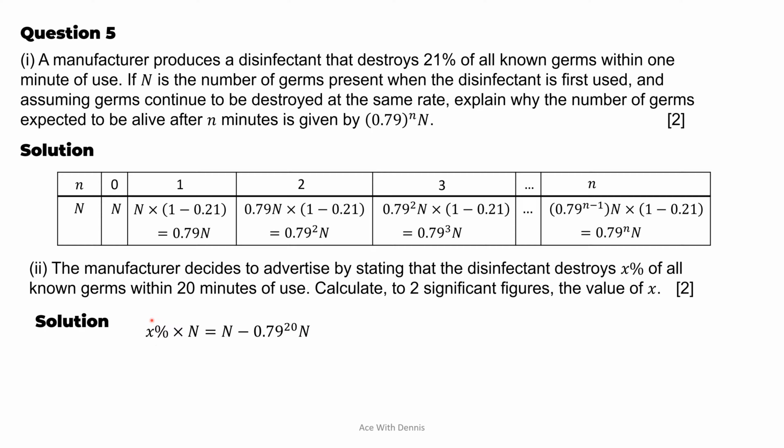We want to get the value of X here. From here, we can cancel out the capital N, and we get X over 100 equals 1 minus 0.79 to the power 20. We solve it, and we get X is 99.1, or 99 to two significant figures. And this is the answer.